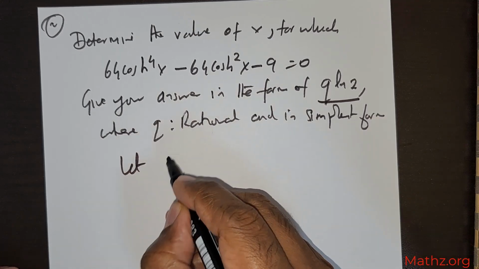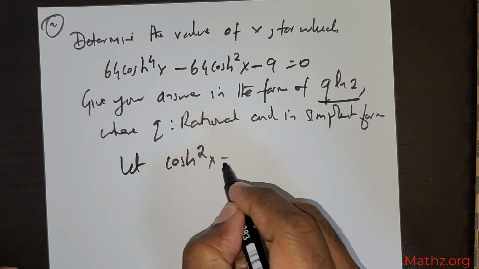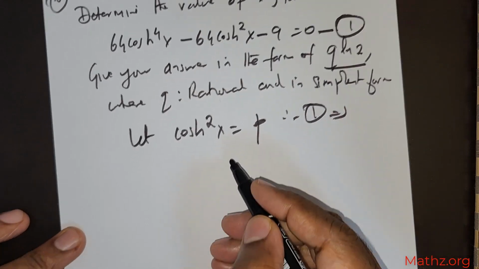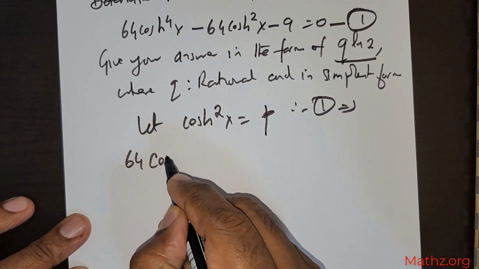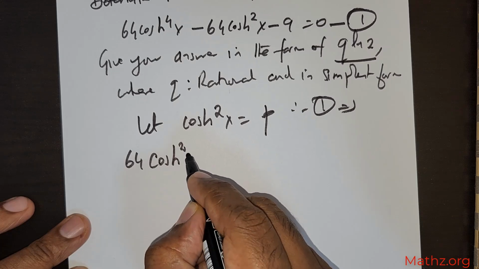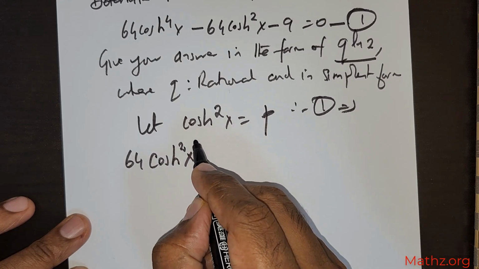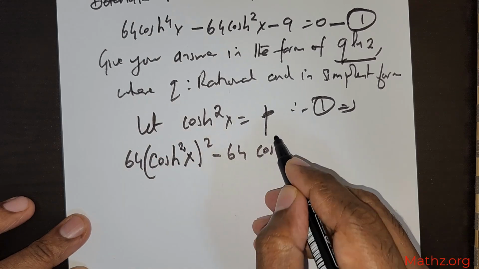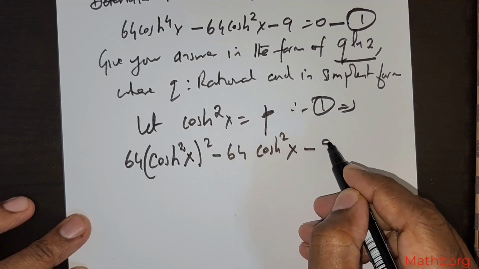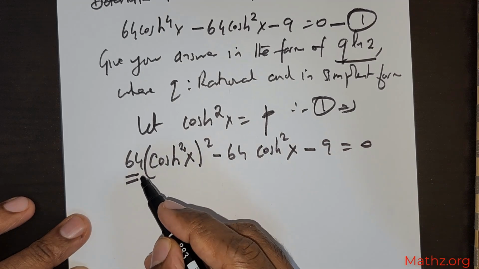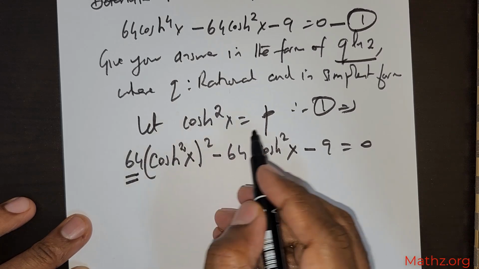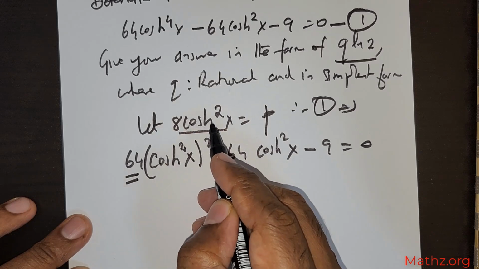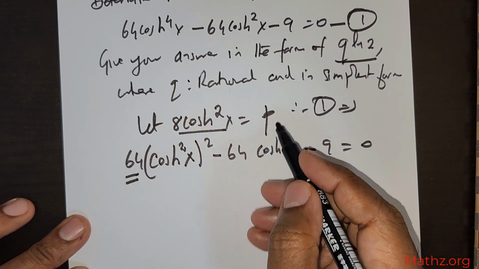Now foremost, let me just take cos squared x is equal to some p. So 64 times cos squared x negative 9 is equal to 0. Now there is 64 there, so instead of writing it as cos squared x is equal to p, let me take this substitution: 8 times cos squared x is equal to p.